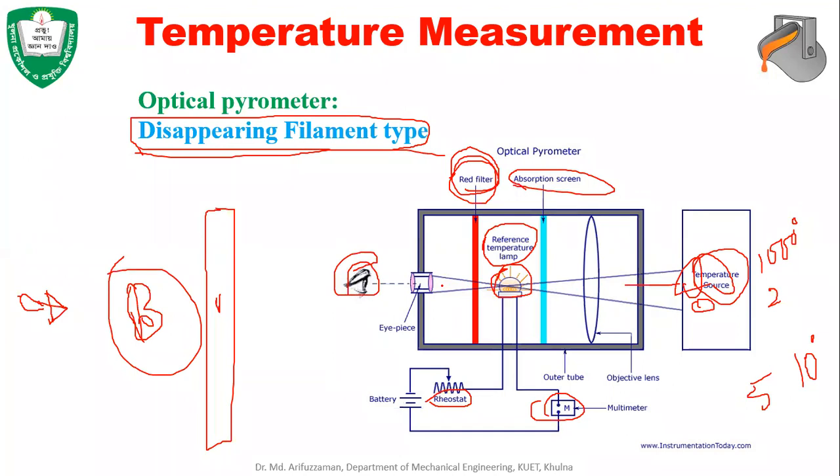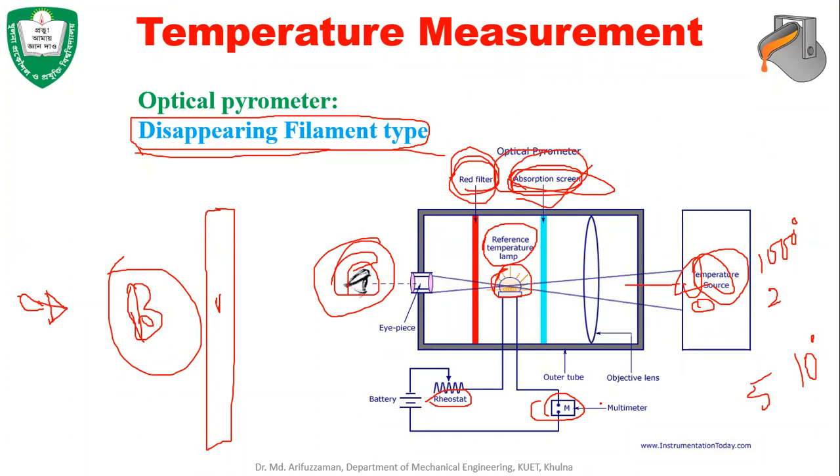Okay, you can only see the red, but the red radiation that is coming out of the body is very intense, and because of that very high intensity, your eyes might get hurt, and that is why there is an absorption screen to increase the range of temperature. Okay, you can measure very high temperatures. If you use the absorption screen, your eye won't be affected. That is the purpose of this absorption screen, which actually absorbs some part of the radiation.